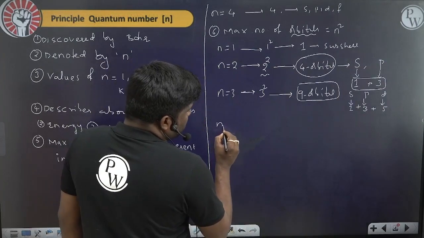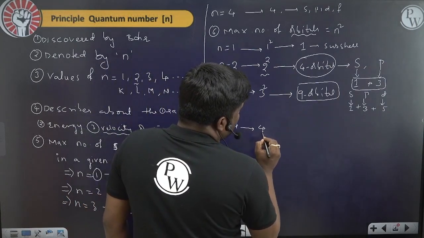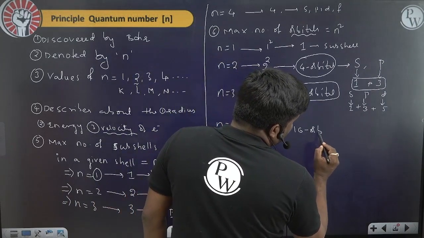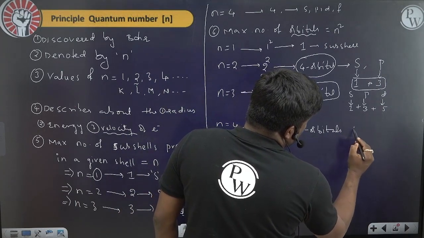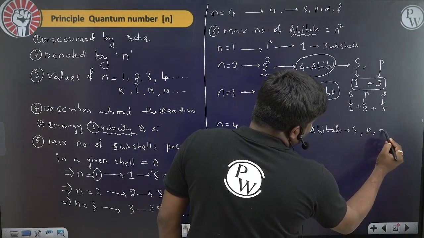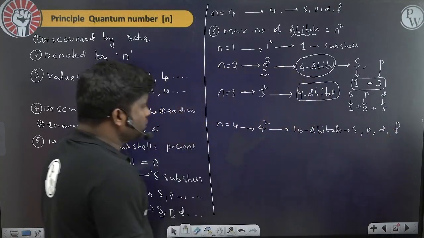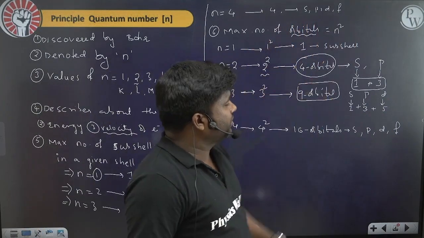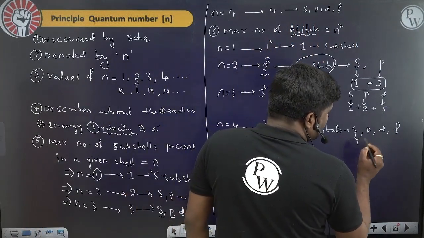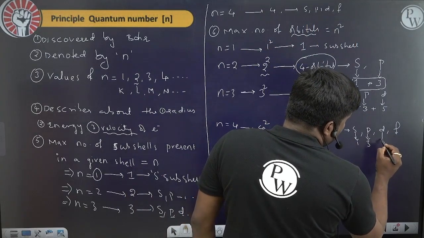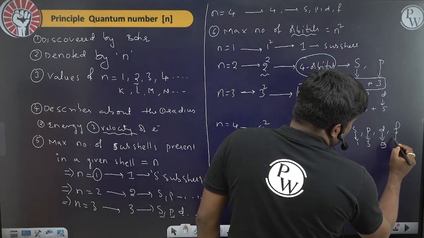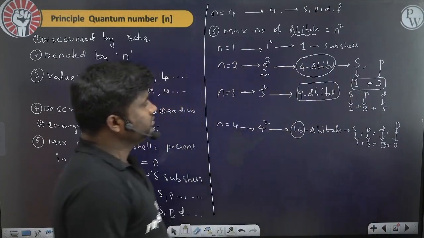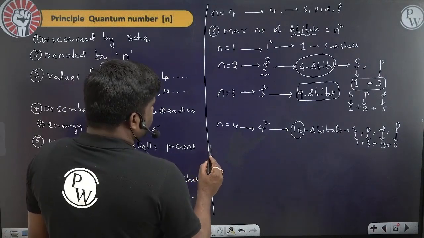And if n is equal to 4, the number of orbitals is 4 square, which means 16 orbitals. What are the subshells in the fourth shell? The s, p, d, f. How many orbitals in the s subshell? 1. The p subshell has 3, the d subshell has 5, and the f subshell has 7. All together it becomes how many? 16. Okay.